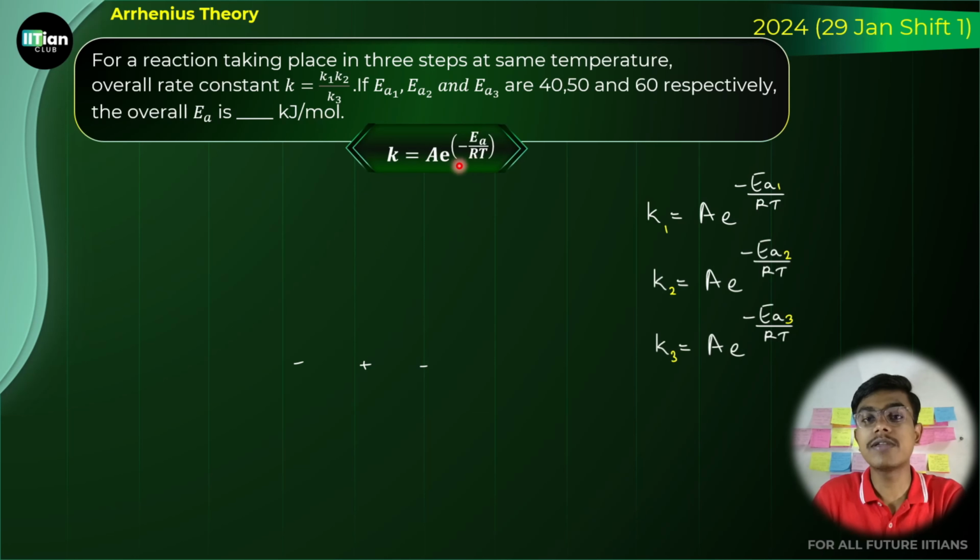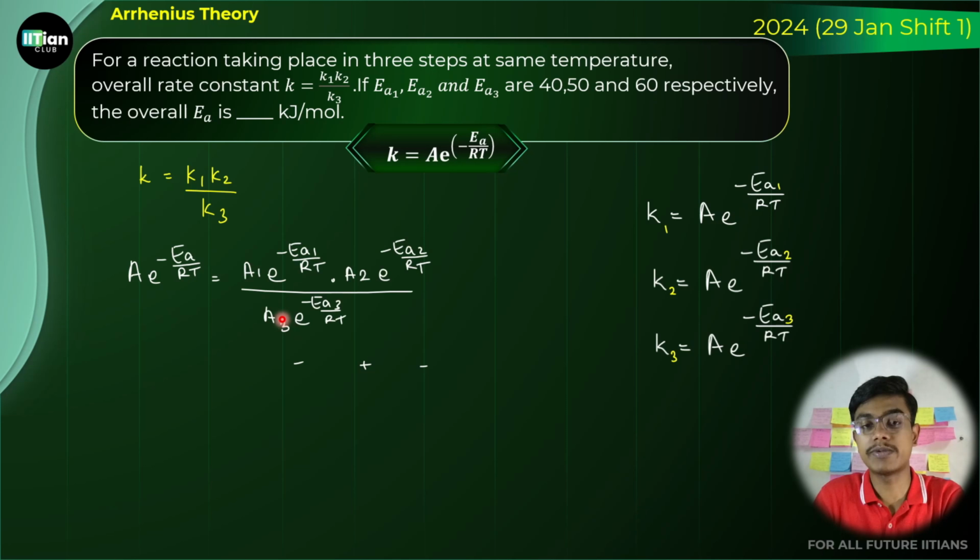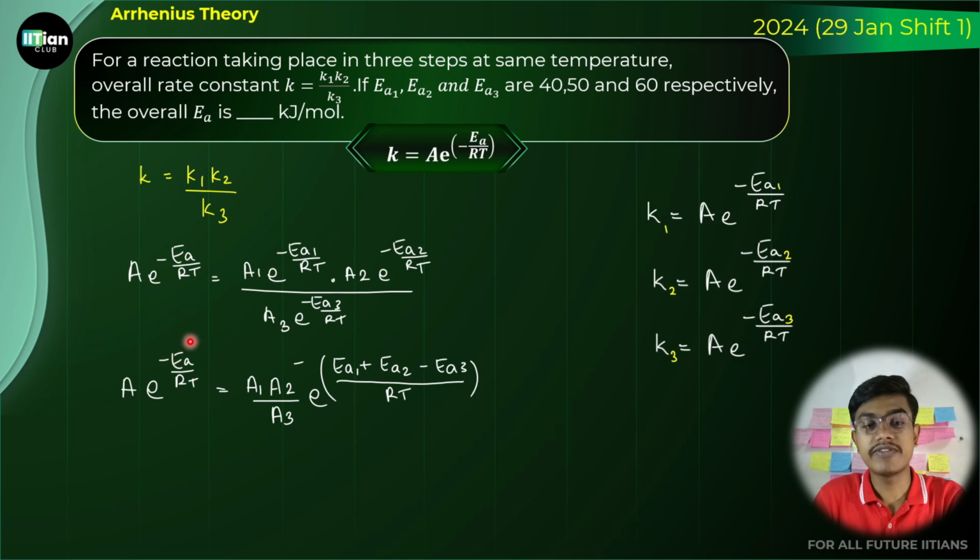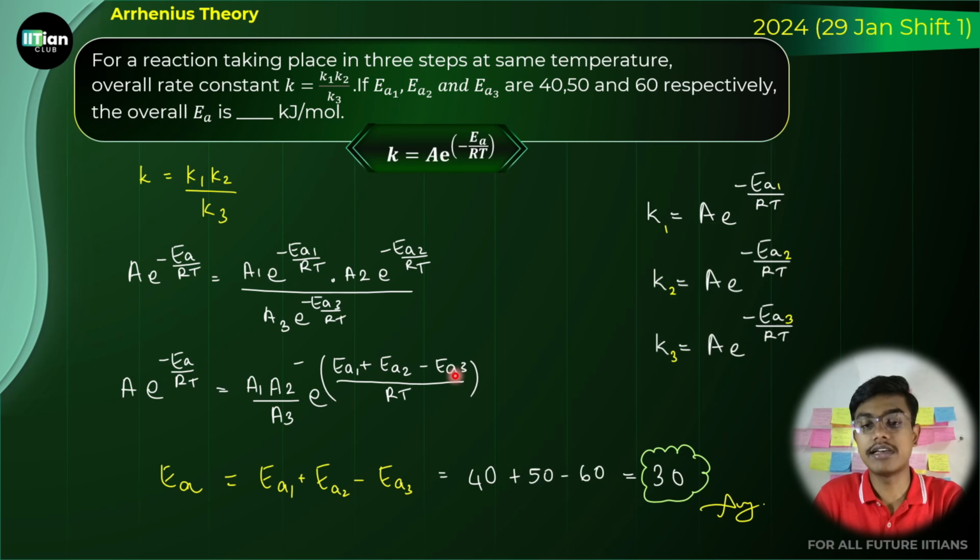We know that K is equal to A e to the power minus Ea by RT. So when we write the equation K is equal to K1 K2 by K3, when we substitute the values of K and K1 and K2 and K3, we'll be getting this expression. And when we rearrange, we'll be getting this. And when we compare the value of Ea, left hand side we will be having the overall Ea, and right hand side we'll be having the overall Ea in terms of individual Eas. So Ea1 plus Ea2 minus Ea3 will be the overall activation energy. So when we substitute the values and get the answer, it will be coming as 30. So 30 kilojoule per mole is the correct answer for this question.